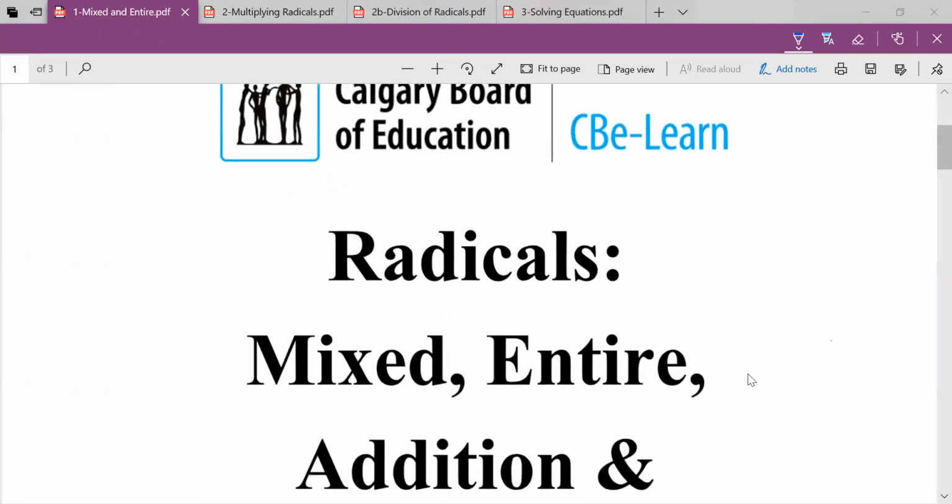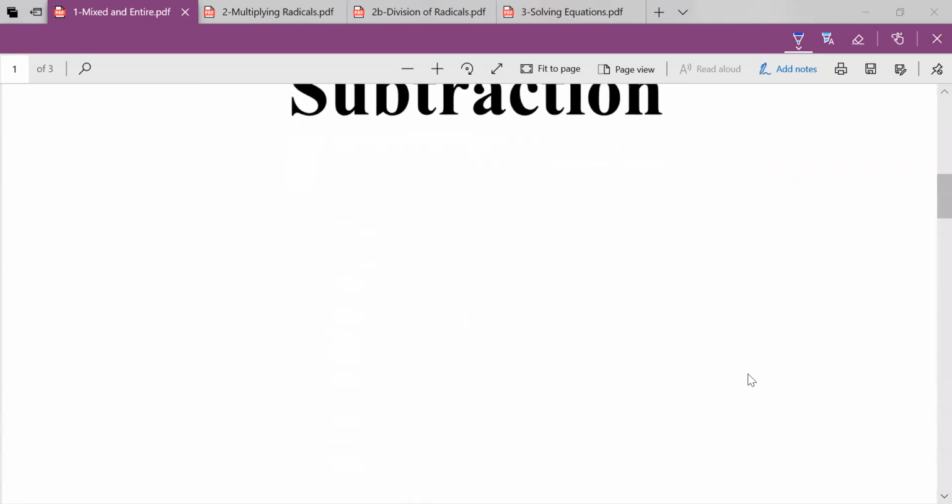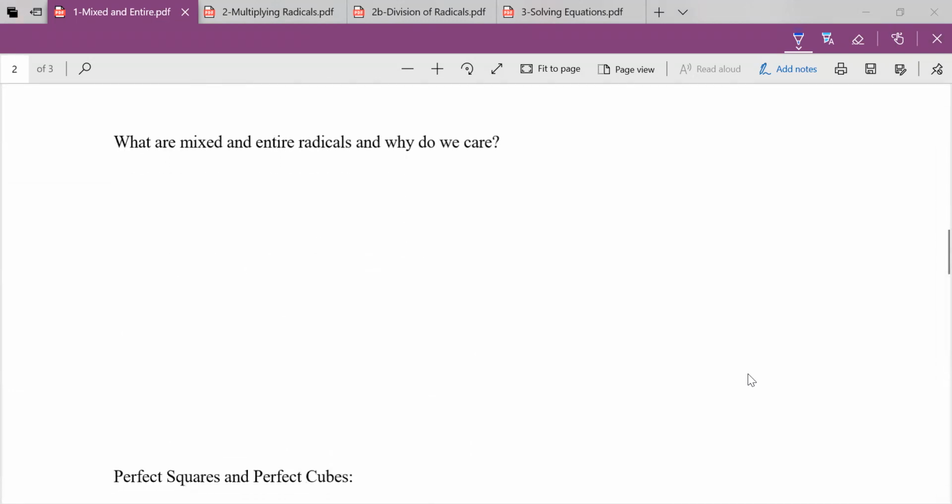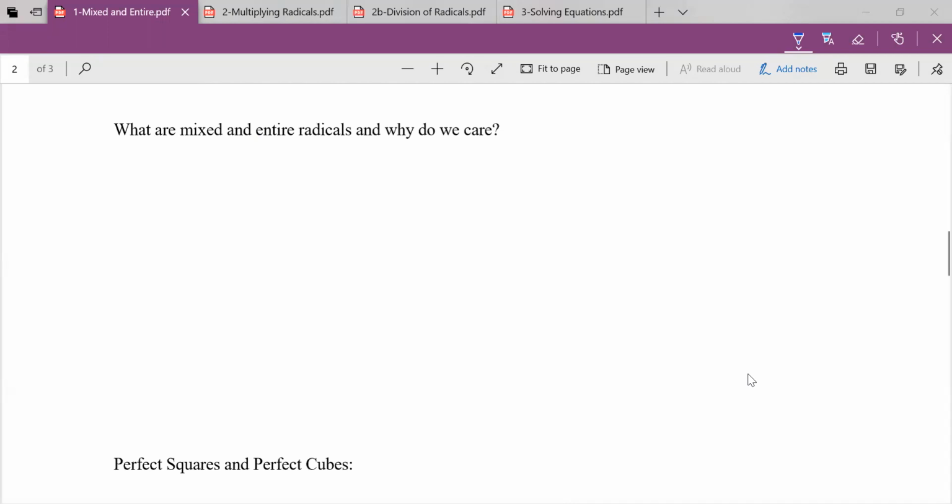Okay, since we're in a new unit, let's talk about what is a radical again and why do we care? Simply put, a radical is when we're using this notation here. What you need to remember are the pieces to it. What goes underneath the radical is called the radicand. And what goes in this little nook here, even though you don't see something, there's really a 2 there, and it's called the index.